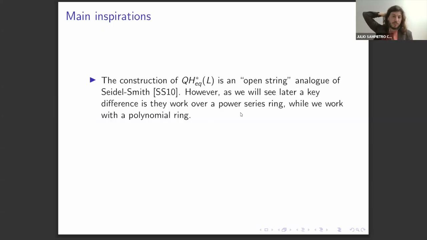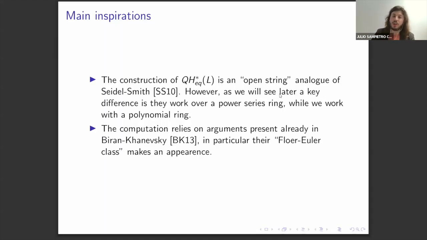There are two main inspirations for this paper. The construction of the equivariant quantum cohomology is an open string analog of work by Seidel and Seidel-Smith. However, they work over a power series ring in one variable, and we work over a polynomial ring in one variable. And we will see this subtle difference is very important, but the construction follows that vein. And the second is to actually compute it. We're going to use arguments present in a paper by Biran-Khanevsky on their Floer-Gysin sequence, and in particular, their so-called Floer-Euler class will make an appearance in the computation. So we will actually see it appear.